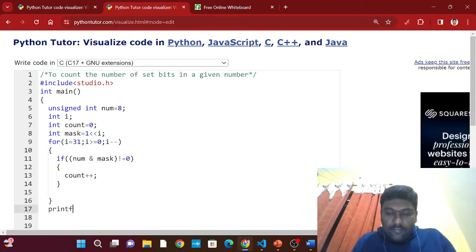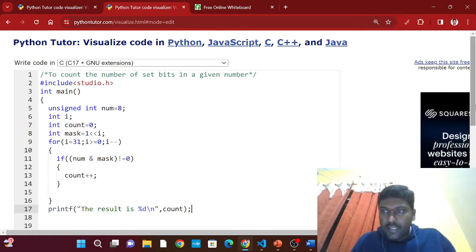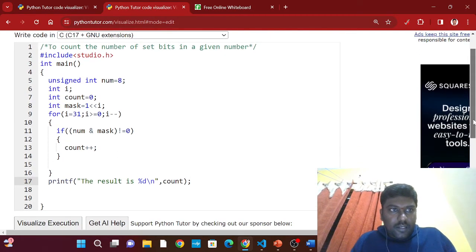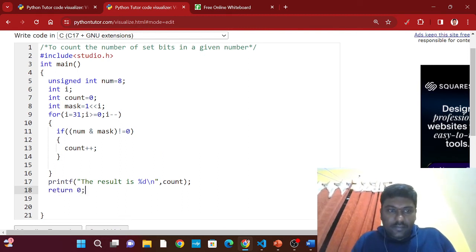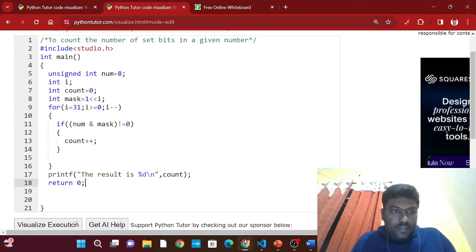And finally, printf, the result is count. So finally I have written this result. And as I have given the return type as int, I am writing return 0. So I will just visualize this execution.